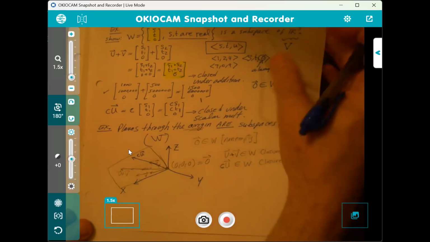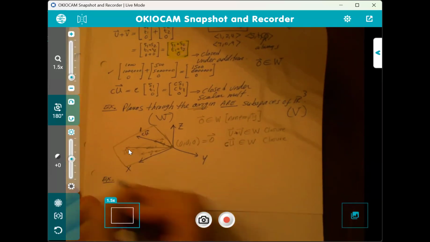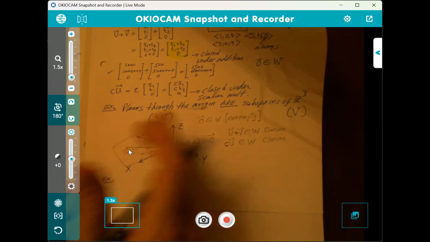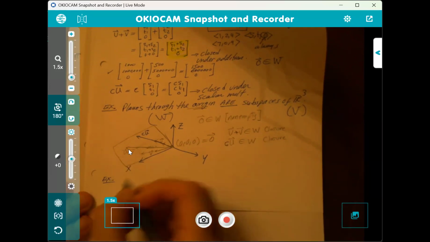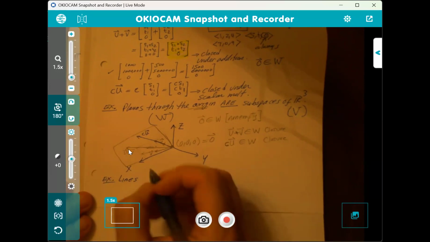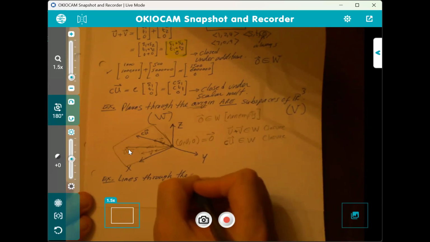All right, let's take a look at another example like this. Again, we're going to stay on this example. The next three examples are actually a continuation of this, but I'll make it more analytical, not geometrical. So let's now talk about, how about lines? You tell me. How about lines through the origin?